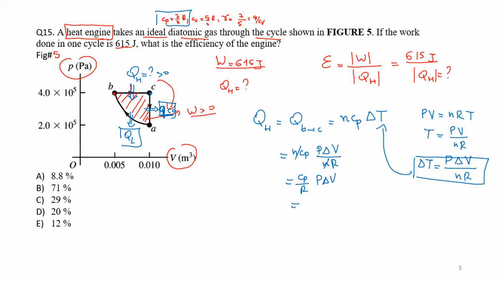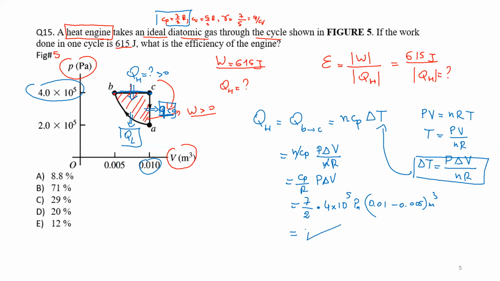In other words, Cp divided by R will be 7/2. P, I know it. It's this constant pressure here. So let me write it down, 4 times 10 to the power 5 Pascal. What is my delta V? My delta V will be this V minus this V. So basically 0.01 minus 0.005 meter cube. And you calculate this. How much do you get?